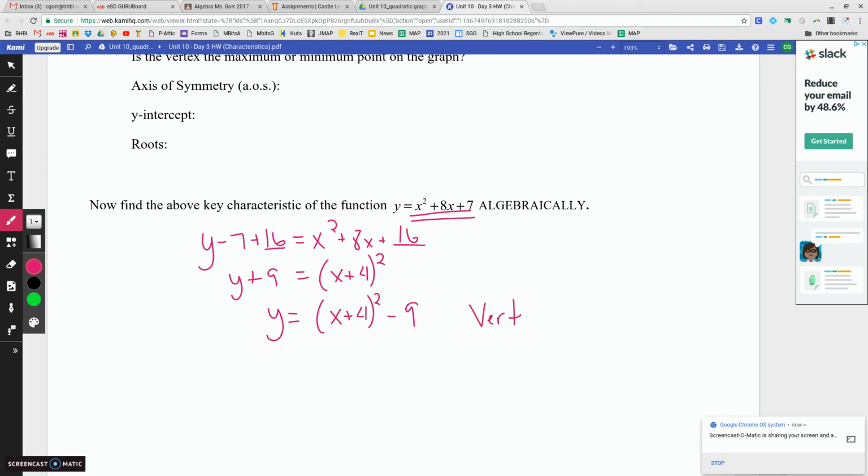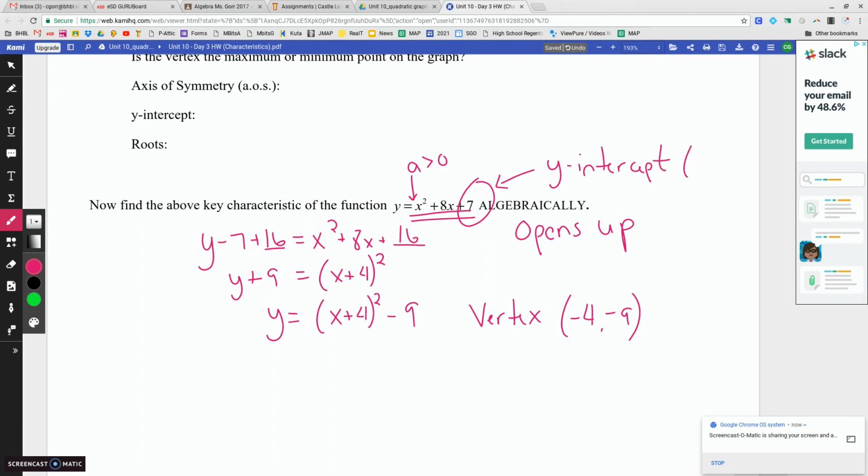This tells me that my vertex is the point (-4, -9). This also tells me, since my a value here is positive, that this will open up. I can also look at my standard form right here, and I know my y-intercept. My y-intercept there will be (0, 7). And the other things I need to find are my axis of symmetry. I know my axis of symmetry is always the x value of my vertex. So my axis of symmetry is x equals -4.